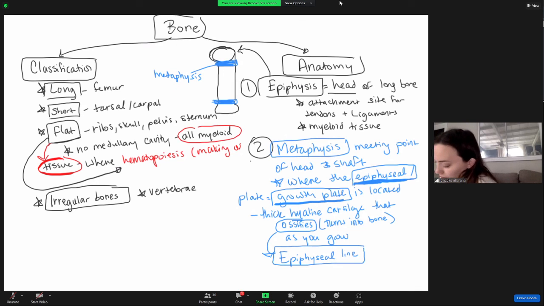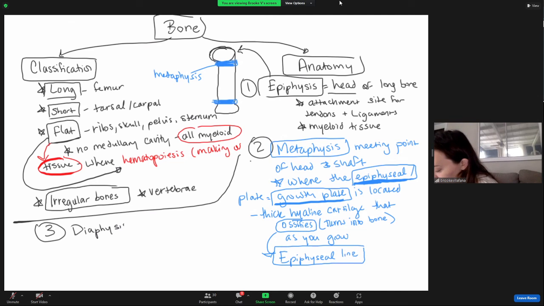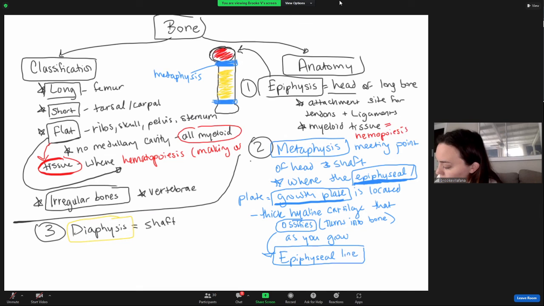The third, I'm out of room, but I'm going to just write it over here. So the third anatomy is the diaphysis, and I'll do it in yellow. Diaphysis is the shaft. There's not a whole lot to say about it, but that would be all of our section here. Good. Epiphysis, where myeloid tissue is. If it's myeloid tissue, what does that mean? Hemopoiesis, right? So we'll highlight that in red. Metaphysis was in the middle, and then diaphysis would be the shaft.